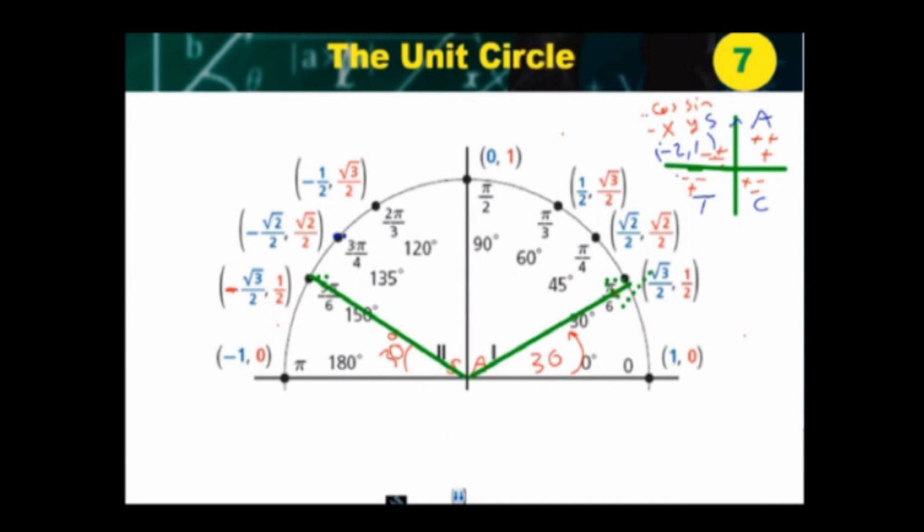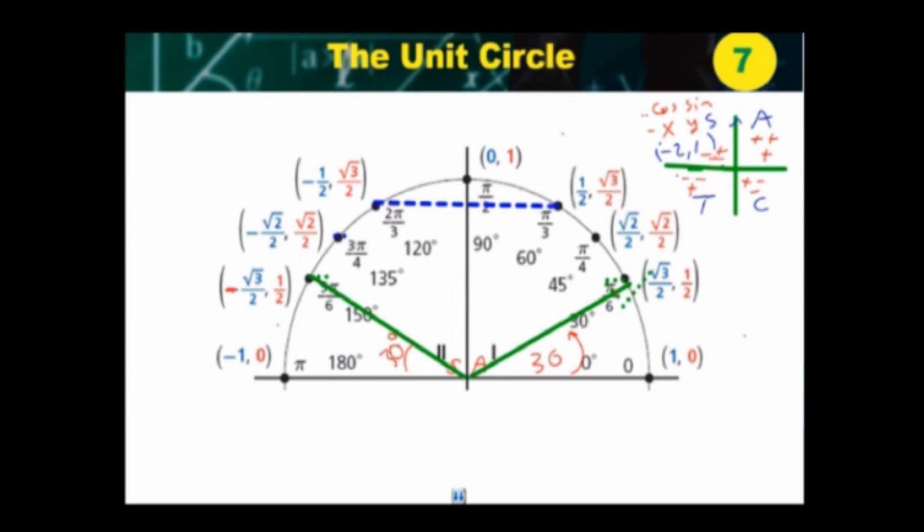Well, yes, that is the reflection of 60. If I started here and just fold, symmetry over the y-axis, I'm going to land on 120. The 120 is a reflection of the 60 vertically. And that's why it has the same value.